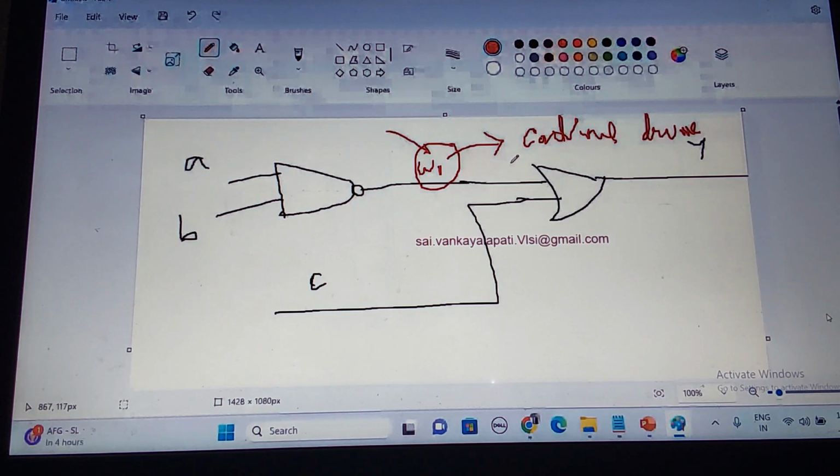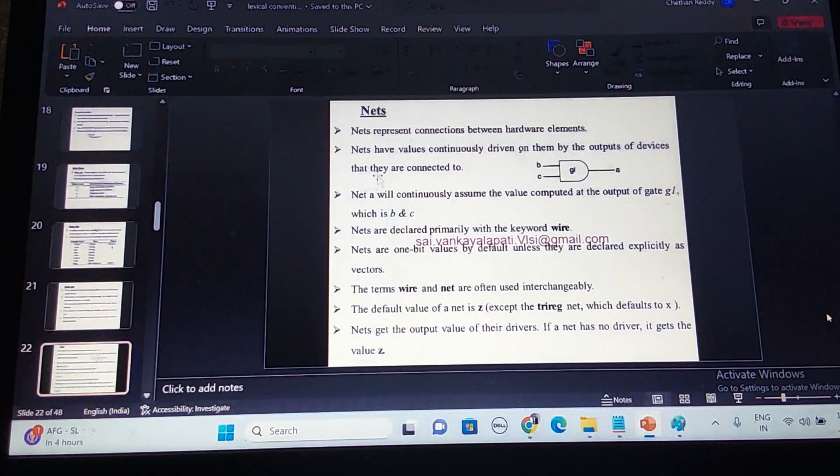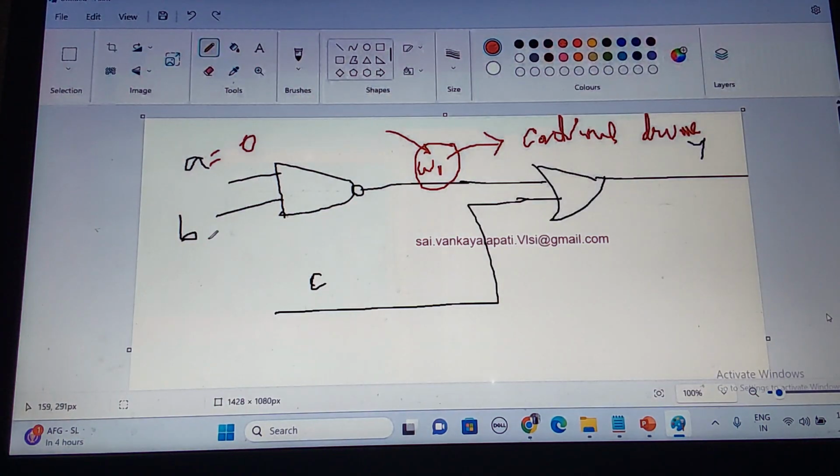You can understand. First understand the definition, then you can easily understand. A net has a value continuously driven by the outputs of the devices that are connecting to it. The net will continuously assume the value computed at the output of the gate G1, which is from B and C. So it continuously assumes that computed value. When A changes, B changes, C changes, it continuously computes the value of Y. Correct. So let us see. Here in this case, I'm giving A as 0 and B as 0.